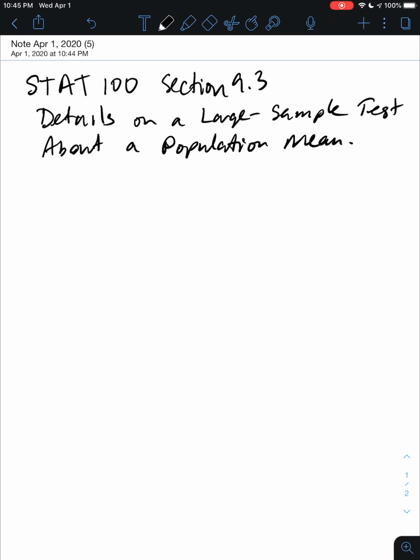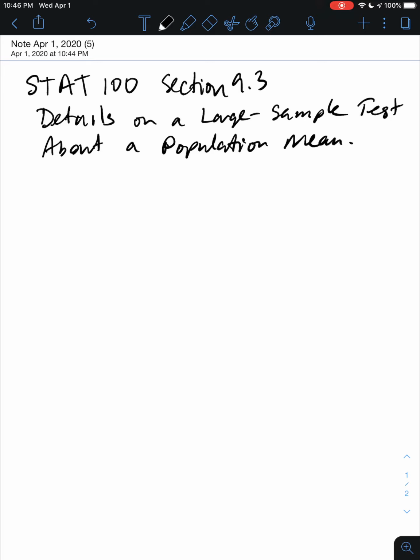This time I'm going to talk about section 9.3 of the textbook, which is a large sample test about a population mean. These are the details that weren't really covered in the previous section. We're going to look at exactly how the test works and take a look at a few examples of hypothesis testing.